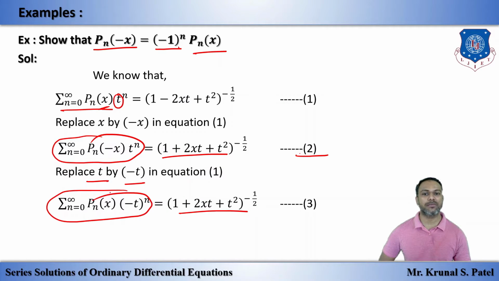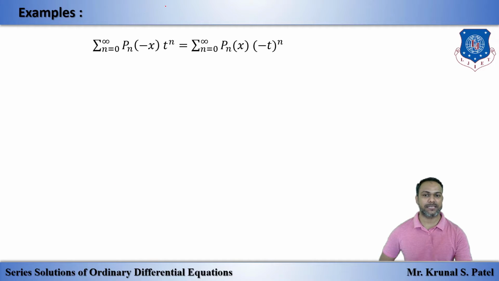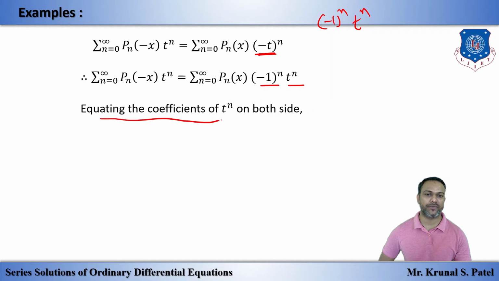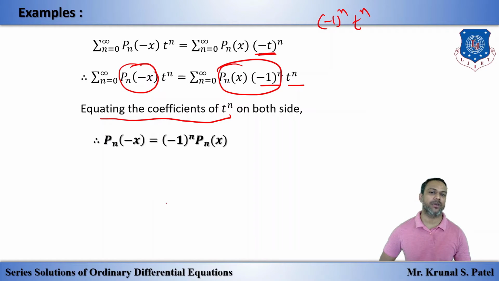So from equation number 2 and 3 we have the right-hand side of this equation. Now here we can split this as minus 1 raised to n and t raised to n. Okay, so we have the right-hand side become this, and now again by equating the coefficient of t raised to n on both sides, we have this is equal to this, which is our final answer. Okay, simple. You just have to remember the generating function for Legendre polynomial. So now one more formula is added to your dictionary, the generating function for Legendre polynomials.